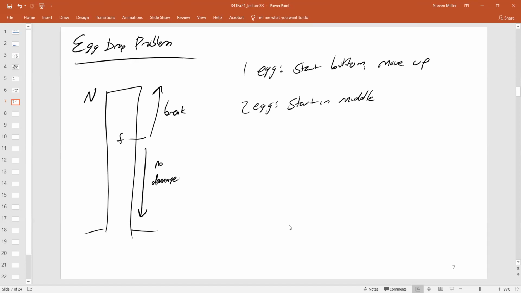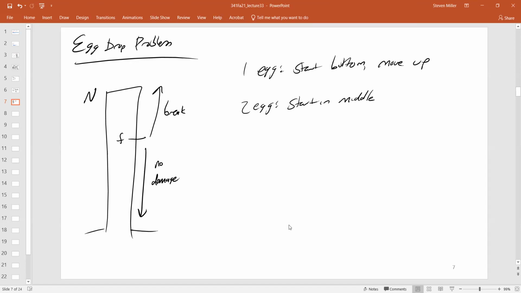So when it breaks, you're then in trouble. So the higher you bet your first egg, the more your first egg. Good. So the higher you start, you have a lot of possible gain, but you now have a lot of risk. So one of the things we could be interested in is trying to figure out what is the minimum number of drops we need to determine the floor where it breaks.